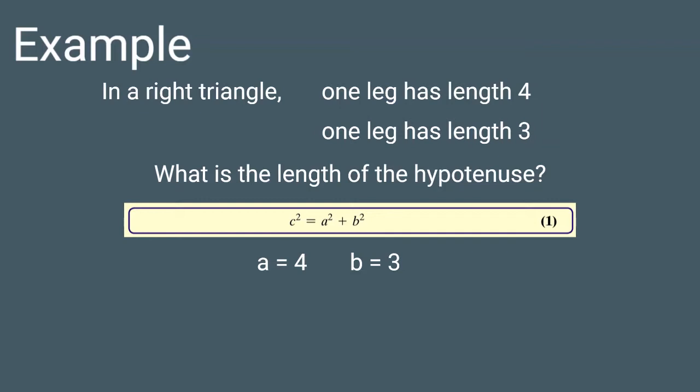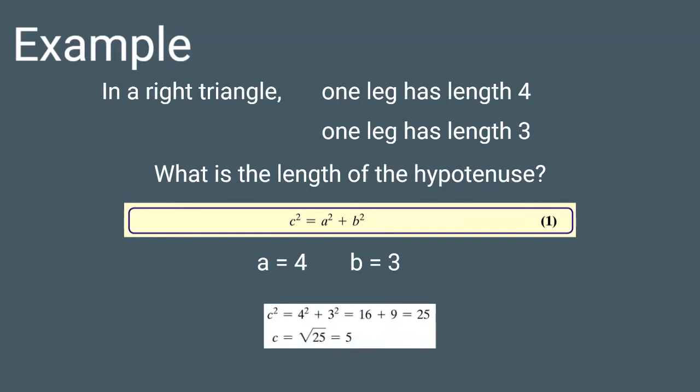So next, we just plug in those values into the equation and let's see what we get. So c squared equals 4 squared plus 3 squared, or 16 plus 9, which equals 25. So c is going to be the square root of 25, or c is equal to 5.